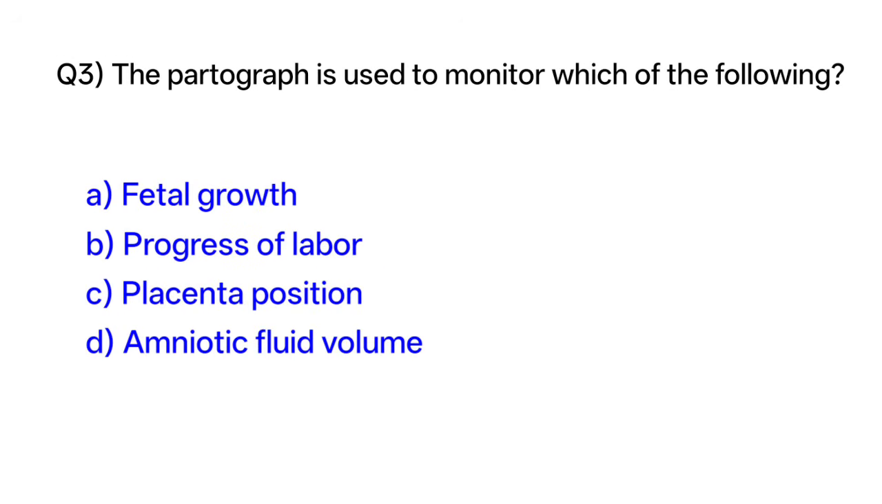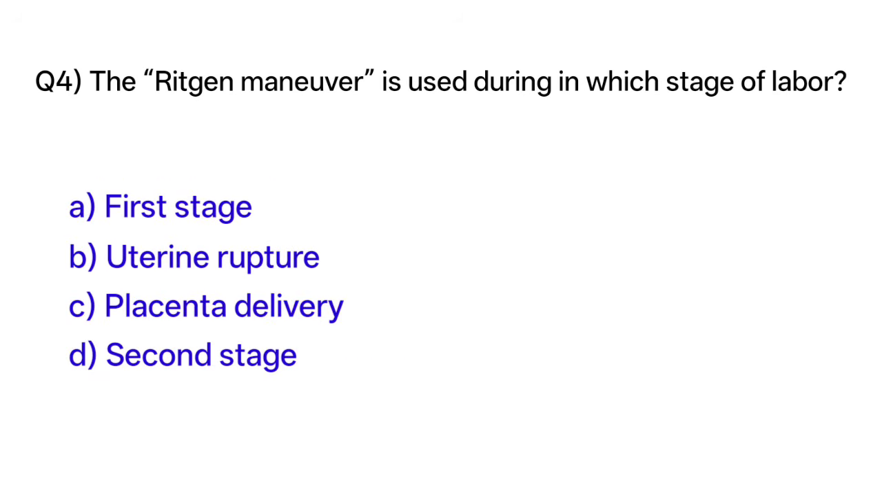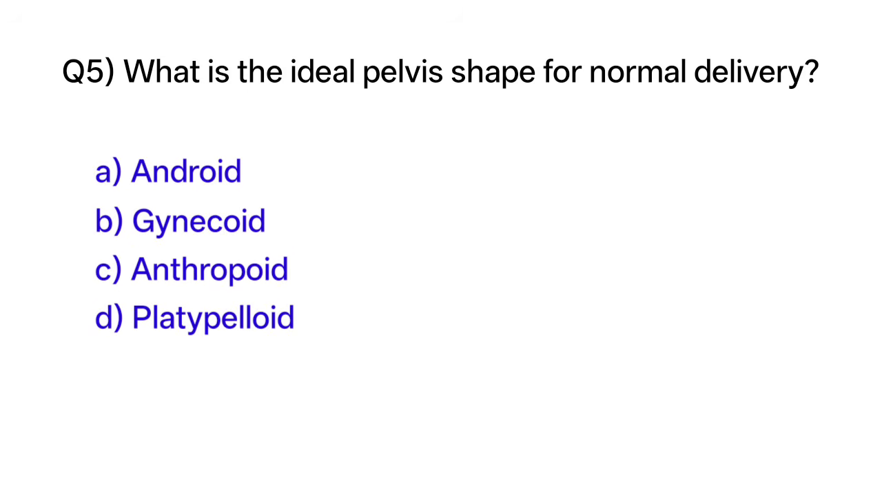Question number 3. The partograph is used to monitor which of the following? The correct option is B. Progress of labor. Question number 4. The Ritgen maneuver is used during which stage of labor? The correct option is D. Second stage. Question number 5. What is the ideal pelvis shape for vaginal delivery? The correct option is B. Gynecoid.